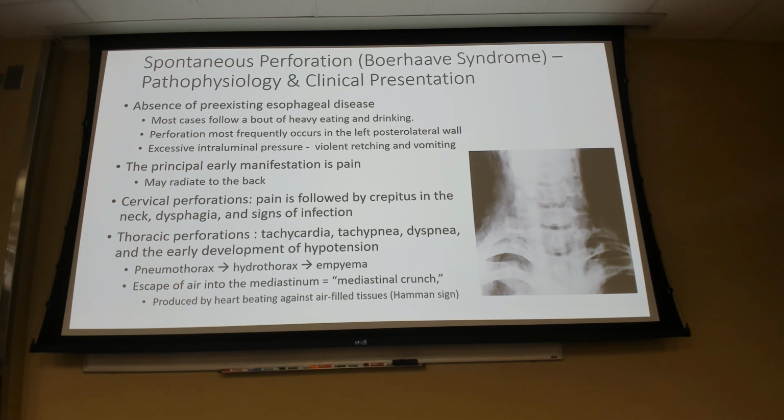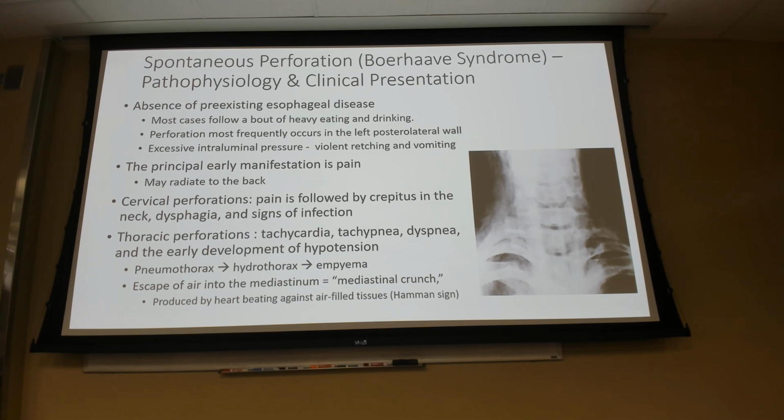We also have Boerhaave syndrome, which is a spontaneous perforation. This is usually associated with heavy eating and drinking. Like I said, it most commonly occurs on the left side, usually from violent retching and vomiting. They typically complain of pain and usually have a lot more symptoms. If it's in the thoracic cavity, they're going to be sick: tachycardic, tachypneic, dyspneic, and might have some hypotension. It can cause a pneumothorax, and it can cause an empyema as well.